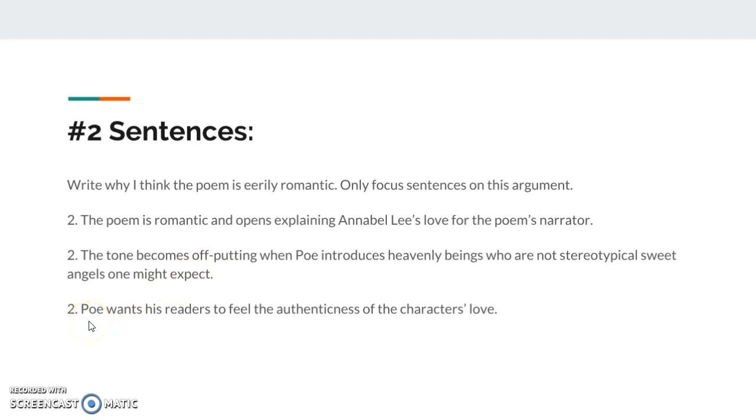And then the third number 2 sentence that supports the number 1 sentence about the poem being eerily romantic is that Poe wants his readers to feel the authenticness of the character's love. I think he really wants us to feel that way. The narrator of the poem is trying to convince the readers about how authentic or genuine the love is. And that's romantic. So all 3 of those support the number 1 sentence.